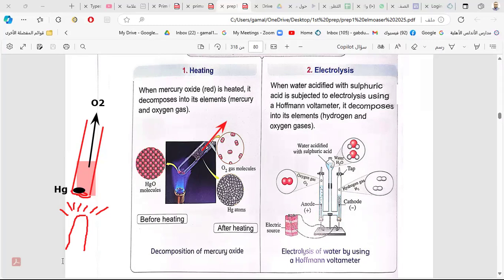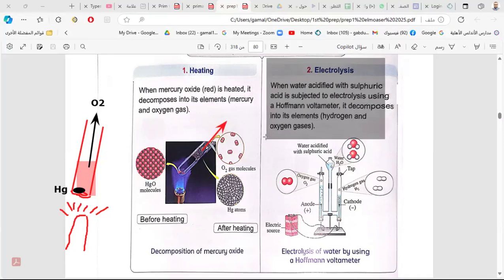Okay, this is a way of separating called heating. There is another way of separating which is called electrolysis. The meaning of electrolysis is using electricity. Look here, what is this? Can you see this one? A battery. Can you see the battery?